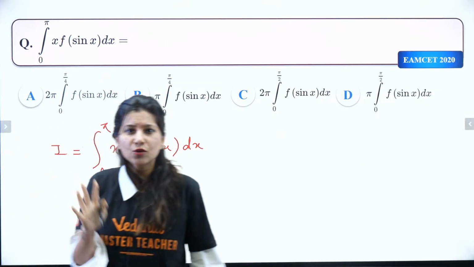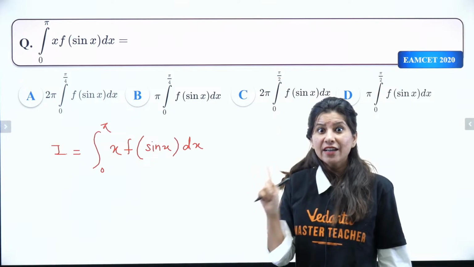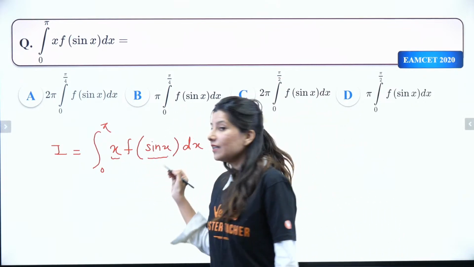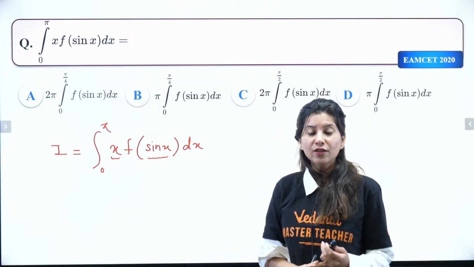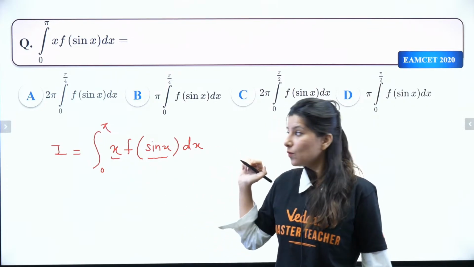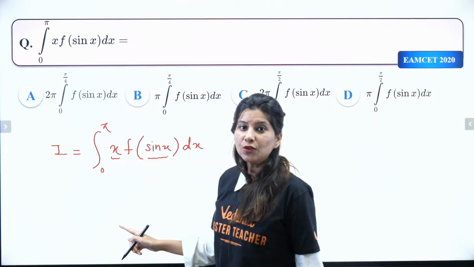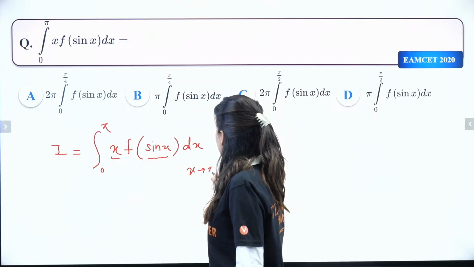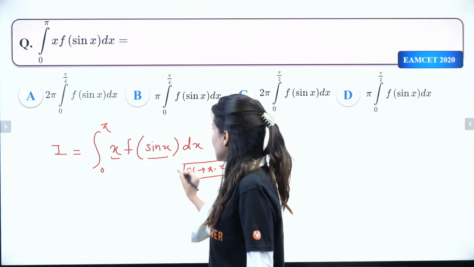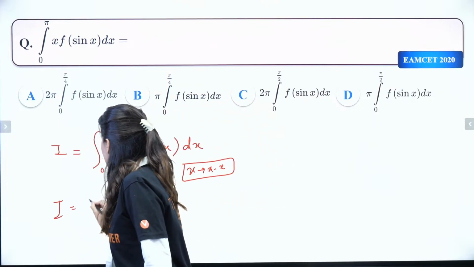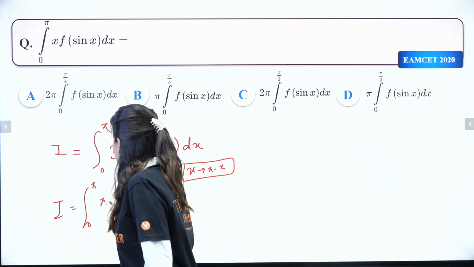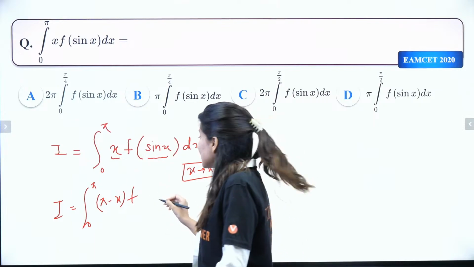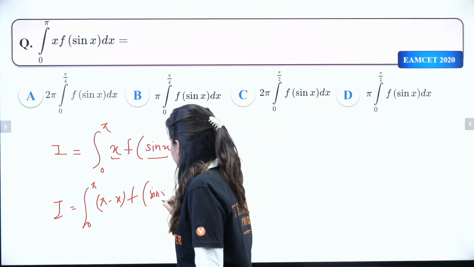I have always told you that whenever you see definite integration and algebra and trigonometry together, what you need to do is apply King's property. So here x will get replaced by pi minus x. Okay, so let us do that. I will be equal to the integral from 0 to pi of (pi minus x) f of sin(pi minus x), and sin(pi minus x) is sin x only, so f of sin x.